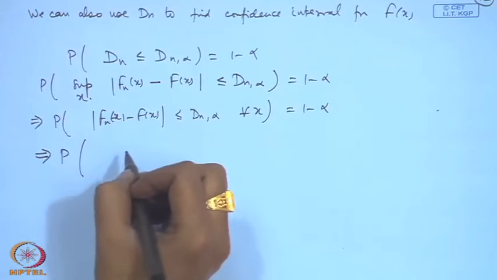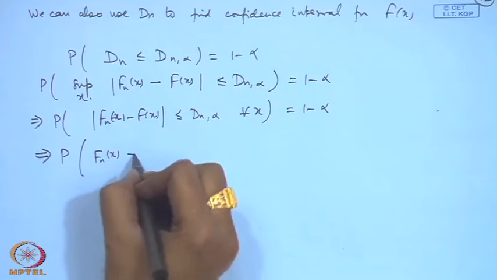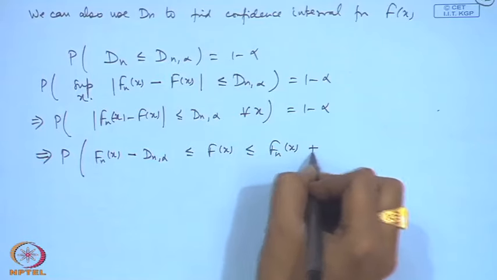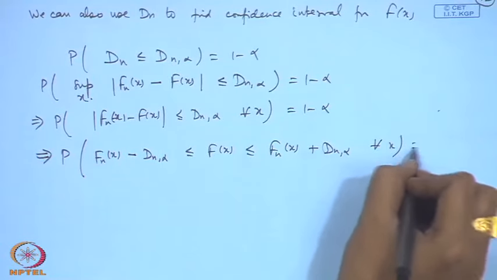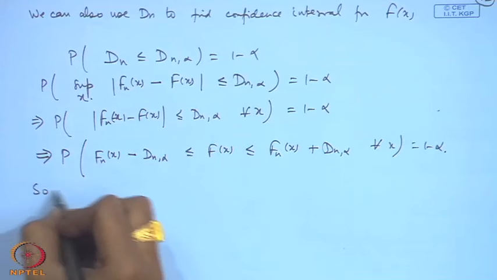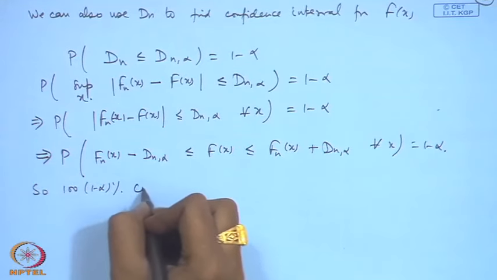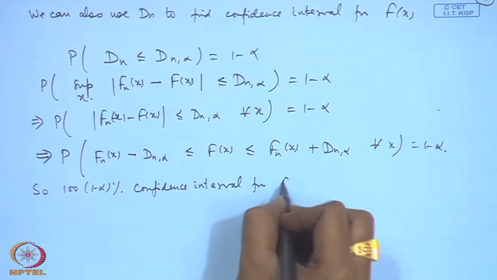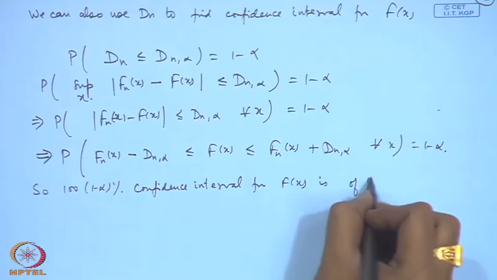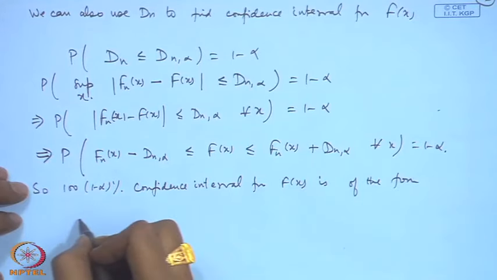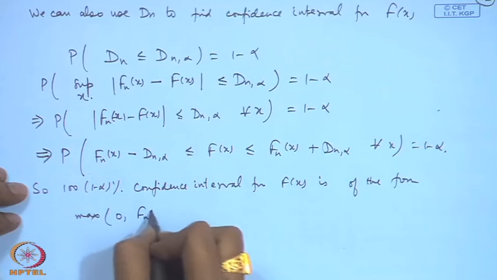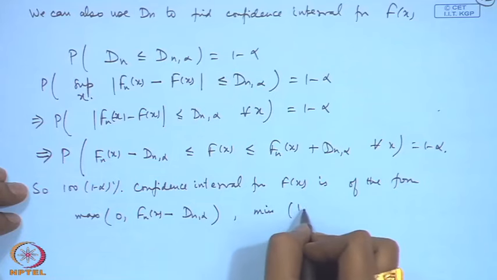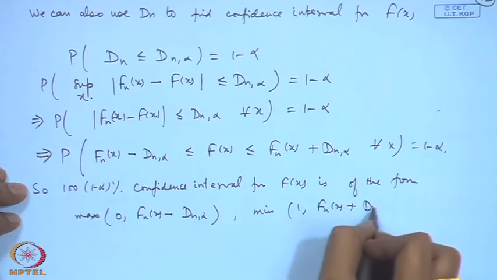This is equivalent to saying probability Fn(x) minus Dn,alpha is less than or equal to F(x) less than or equal to Fn(x) plus Dn,alpha is equal to 1 minus alpha. So, the 100(1 minus alpha) percent confidence interval for F(x) is of the form maximum of 0 and Fn(x) minus Dn,alpha, to minimum of 1 and Fn(x) plus Dn,alpha.